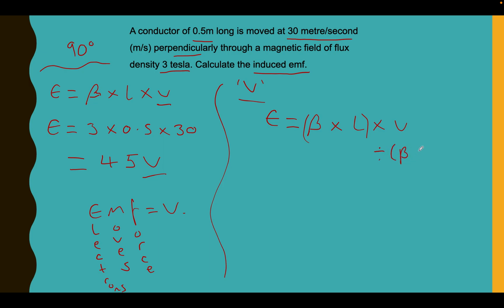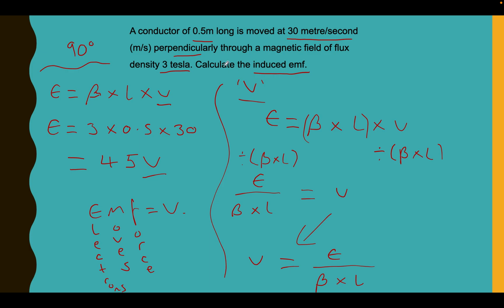So flux density by length. And then let's do the same on this side. So we're going to divide by the flux density by the length. Okay, that's going to give us this now, isn't it? It's going to give us the induced EMF divided by the flux density multiplied by length is equal to the velocity. And then we do what we usually do, flip it around so we look smart. Velocity is equal to the induced EMF divided by the flux density multiplied by length.